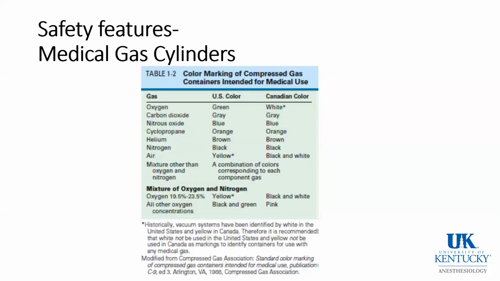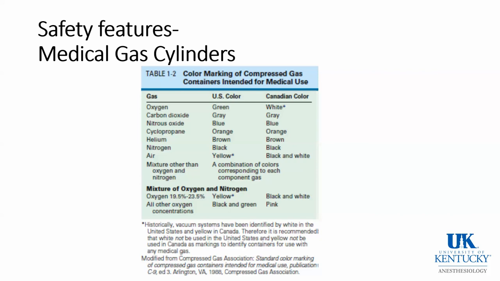You may or may not be surprised to know that the color marking of compressed gas containers is not consistent internationally. The Canadian color for oxygen is white. The US color is green. Notwithstanding that, when I was in my residency, many people referred to oxygen as the green gas. I think we received cylinders that were either green or white.